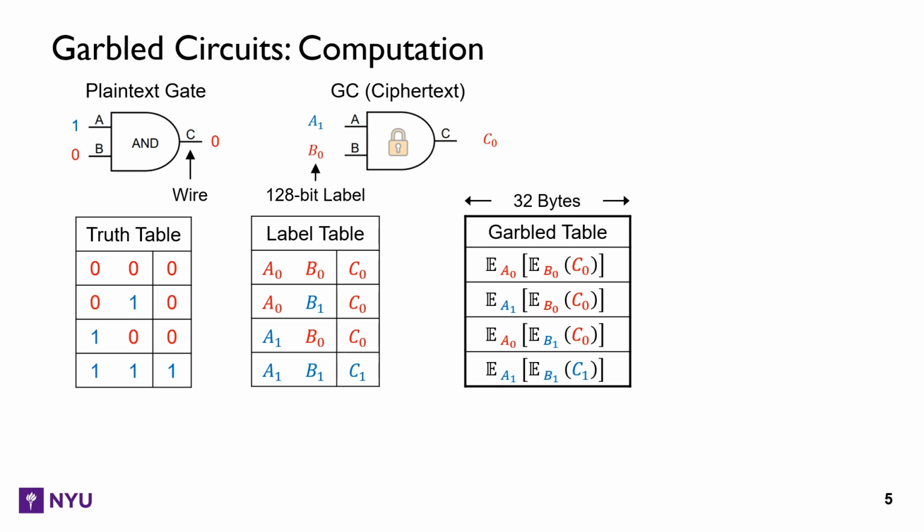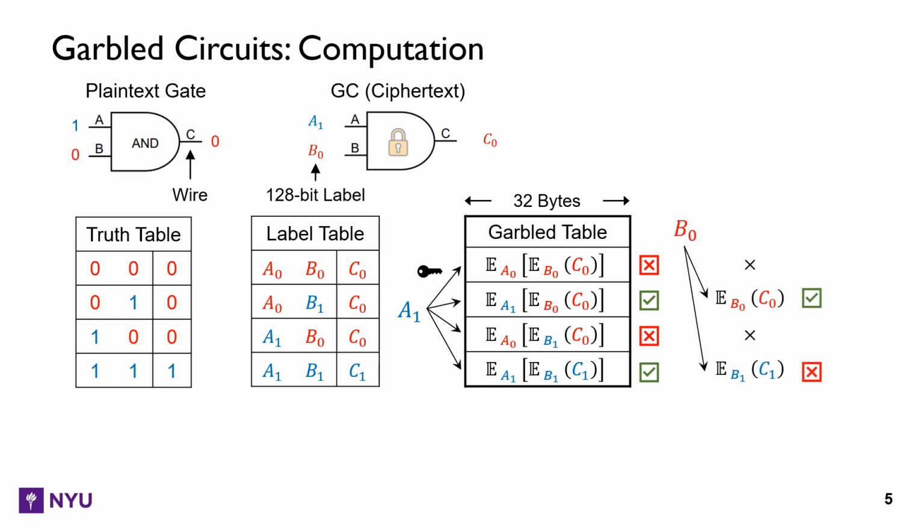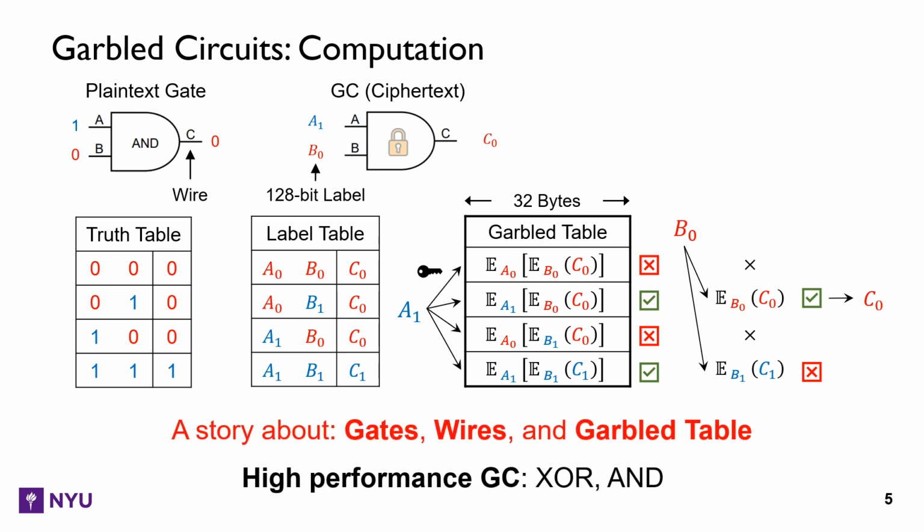So therefore, if someone else wants to evaluate this gate, and if he has the input label, he can use it as a key to decrypt the garbled table. First, he is only able to decrypt two rows. Then he will use another input to decrypt them again to receive the output. Note that during the evaluation, he doesn't know the truth table of the input or output values. That is how your private data are protected. In a word, Garbled Circuit consists of many gates, where wires are the operands and the garbled table is the constant of the gate property.